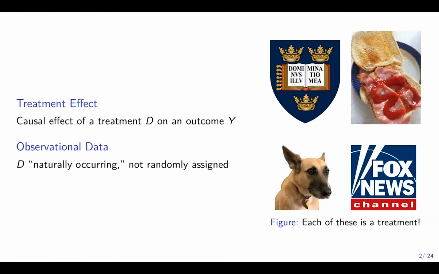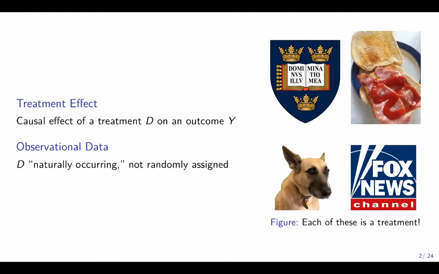I'm not completely certain, but I'm relatively confident that no one has ever carried out an experiment that compelled people at random to study certain subjects at certain universities, or to watch Fox News for 16 hours a day, or to own a dog. However, papers have indeed been written and published that use data to try to estimate exactly these causal effects. Data sets in which the treatment does not arise from a random experiment, but is instead naturally occurring, are called observational data sets.